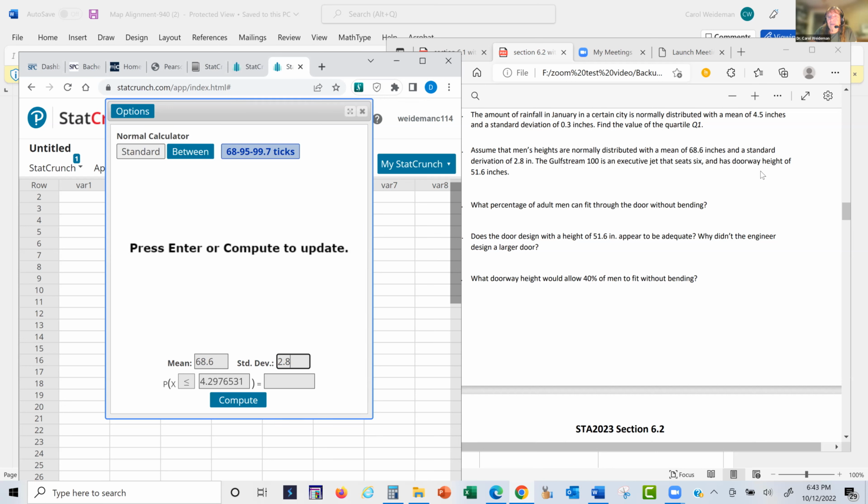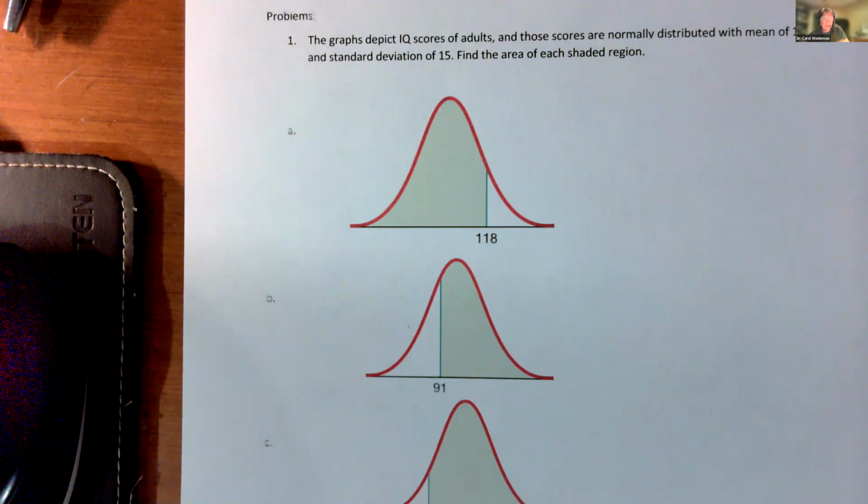And the door height is 51.6. So let me jump over to the paper. Let's look at this on a piece of paper before we answer it on the tool. All right, so let's take a look at this. I gotta pull it up here.